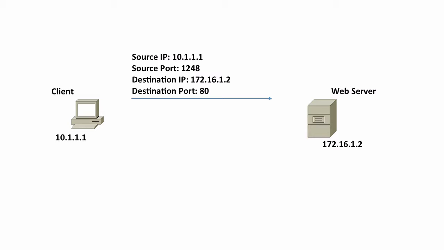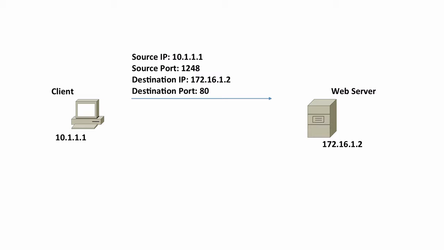And in this case, it's not labeled on screen, but for HTTP, it's going to be a TCP port as opposed to a UDP port. And the destination port going to the web service on that web server is port 80. That's a well-known port. The source port is 1248. That is not what is referred to as a well-known port.